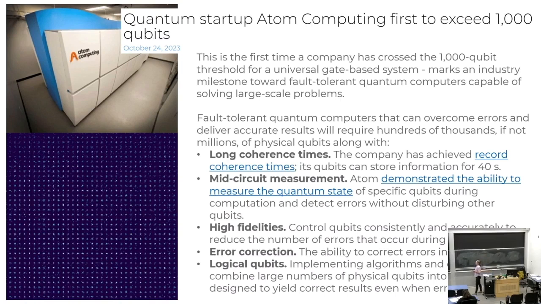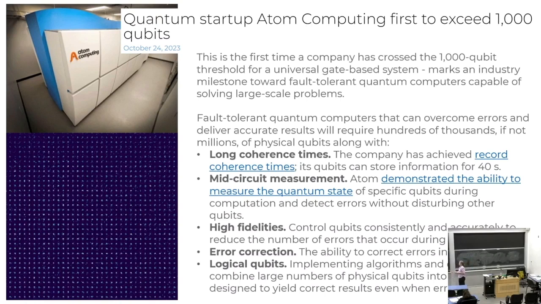And when you look at their system, they are marching along the path towards generating a fault-tolerant quantum computer. So their trapped ion qubits do have long coherence times, as we'll talk about. Up to 40 seconds has been measured in some of their systems.